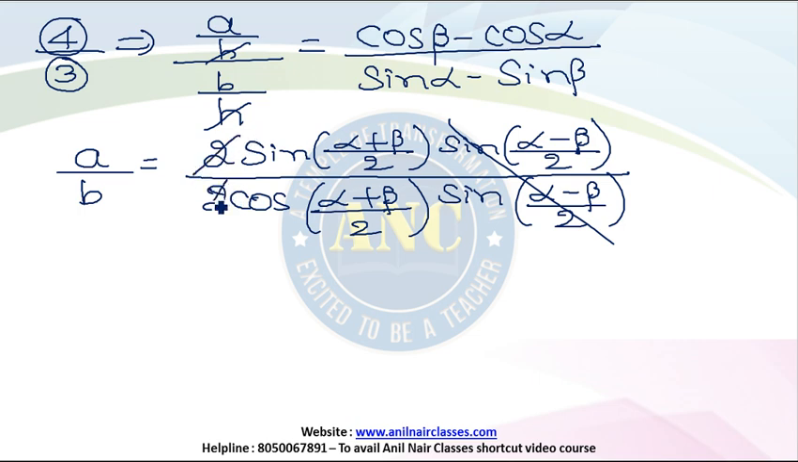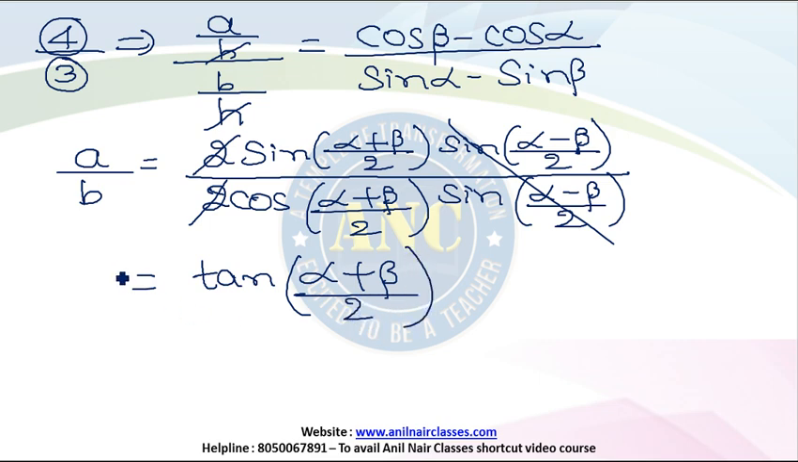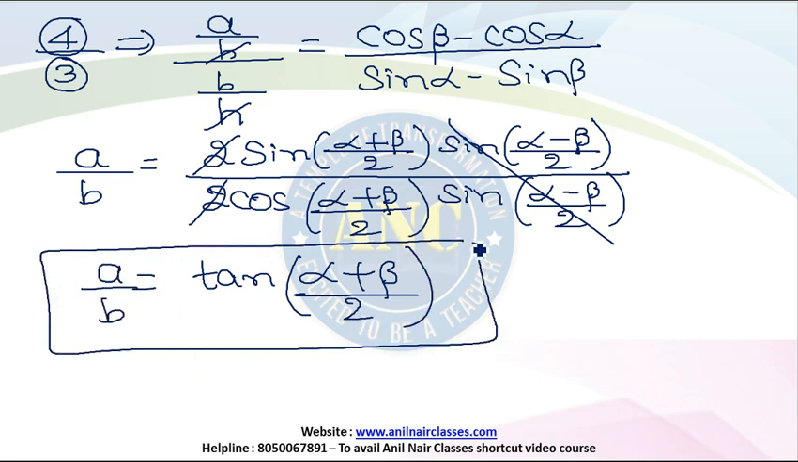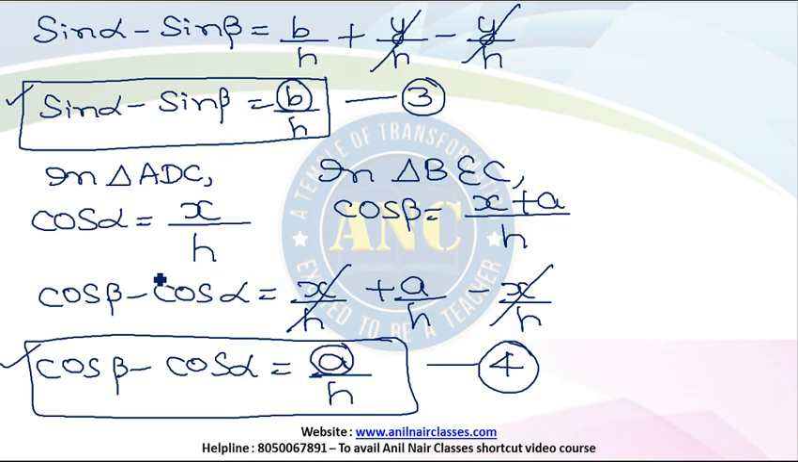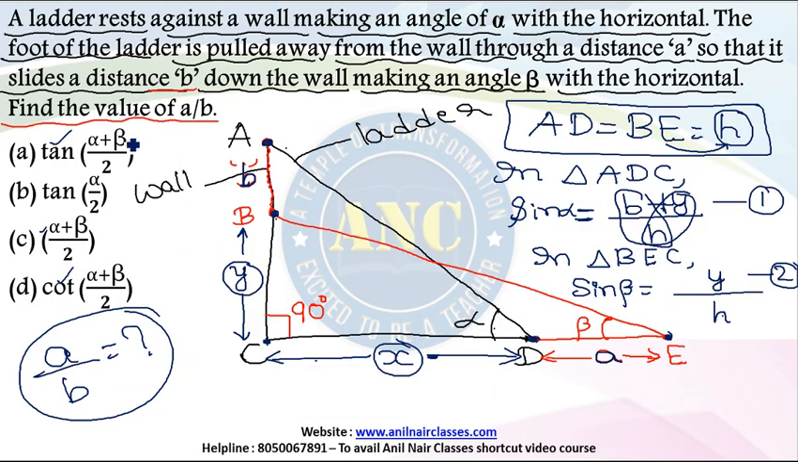So 2 will cancel, sin (alpha minus beta)/2 will cancel. You are left with sin theta divided by cos theta, which is tan theta, where theta, what I referred to, is nothing but (alpha plus beta)/2. The answer for this question is tan of (alpha plus beta)/2, which is my option A. I hope the idea is clear.